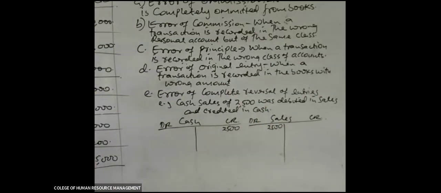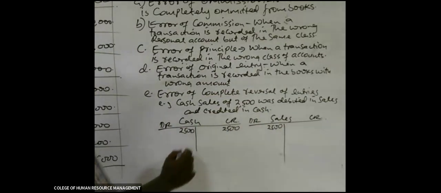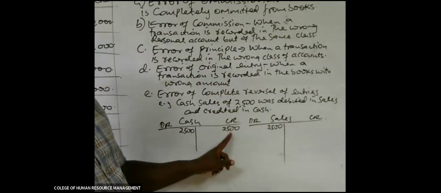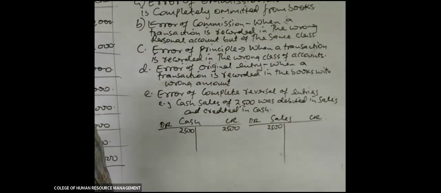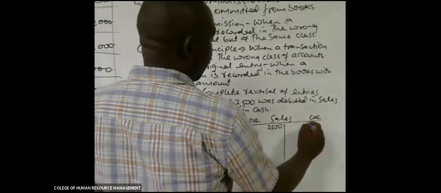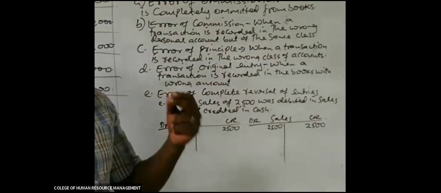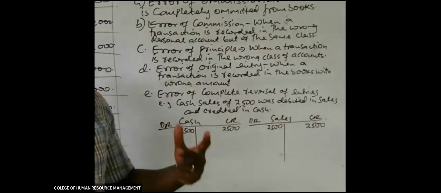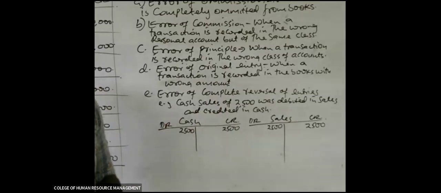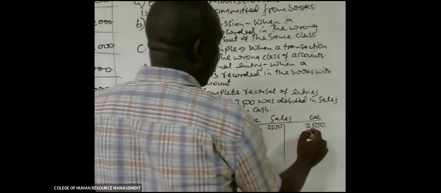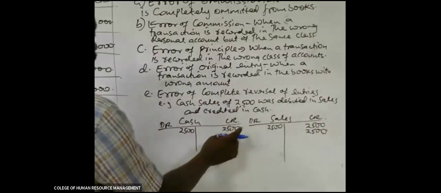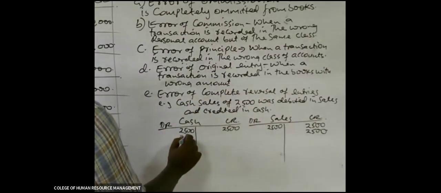So we are told now to correct this error. You know, cash was supposed to be debited. If we now debit 2,500, what we have only done is we have reversed this. 2,500 minus 2,500 is 0. If we only credit sales by 2,500, what we shall have done is only reversing. So the error of complete reversal will require that we record the amount now on the correct side, but we double the amount. So we shall use here 2,500 and another 2,500.